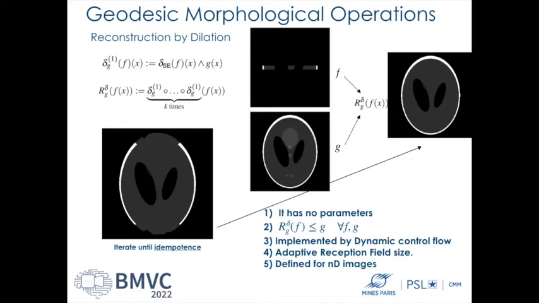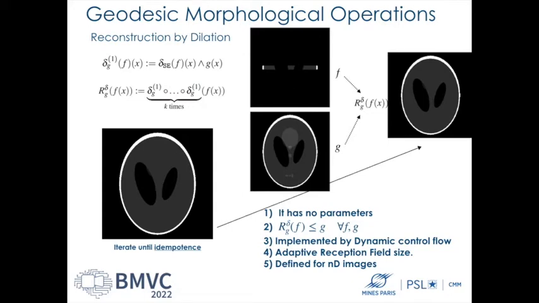The mathematical definition is the iteration of this elementary operator, that is the dilation of F, pixel by pixel minimum with the image G. This elementary operator is applied until idempotence. In the video we have already finished, we can see the result. Some points are important. This transformation has no parameters.